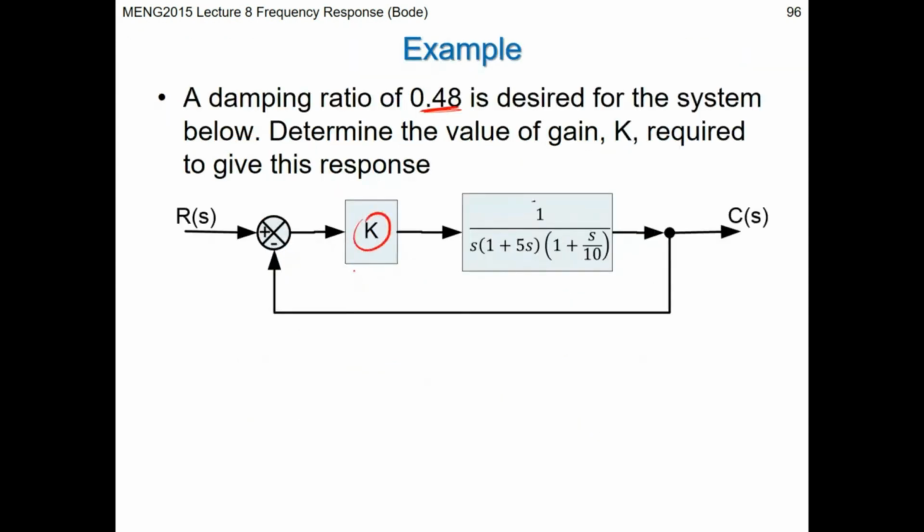So this gain here, setting that to 0.224, and when we do that, hopefully we'll get that desired step response overshoot, right? Which is a damping ratio of 0.48.